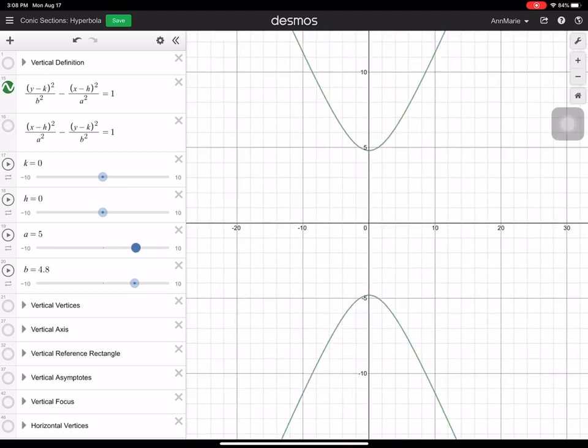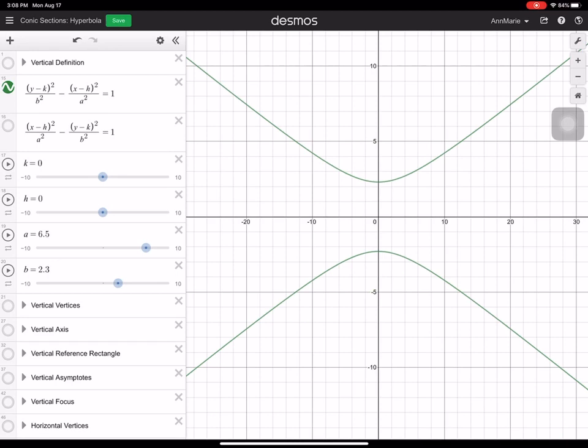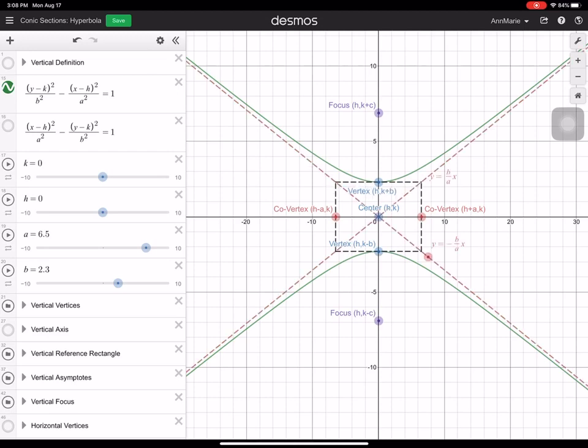I'm going to shrink this down a little bit. There we go. As you can see, my hyperbola is wrapping around my focus points, and my vertices lie on the line that goes through the focus points, and my covertices do not, but they are on the line that is perpendicular to that line. If we sketch our reference rectangle and our asymptotes, we can see how we would sketch our hyperbola.